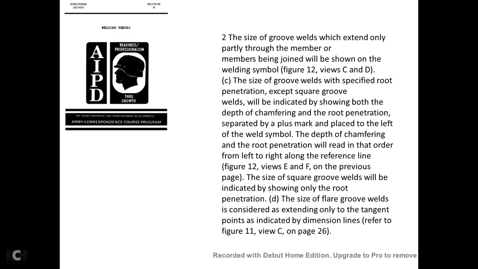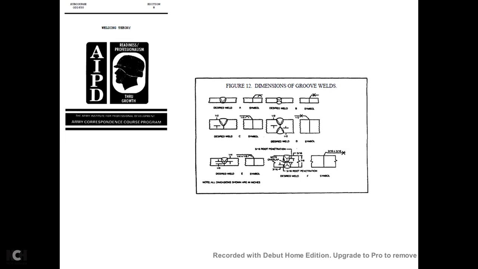The depth of the chamfering and root penetration will read in the order left to right along the reference line, views in E5 and E5 of the previous page. The size of square groove welds will be indicated with the showing of only the root penetration. The size of the flare groove welds is considered extended only to the tangent points indicated with the dimension lines. This shows the dimensions of groove welds.